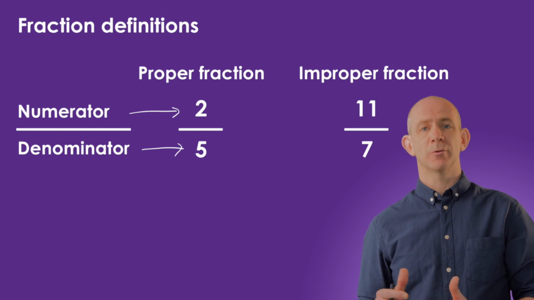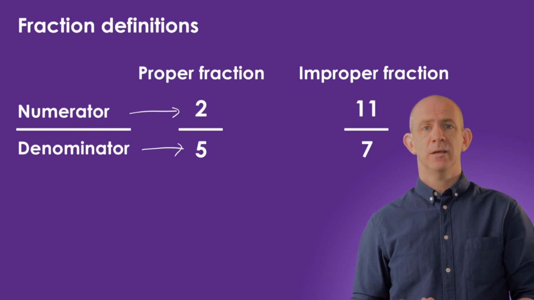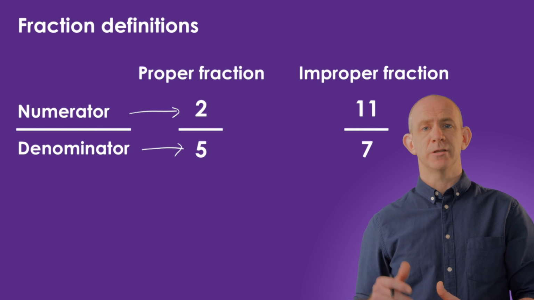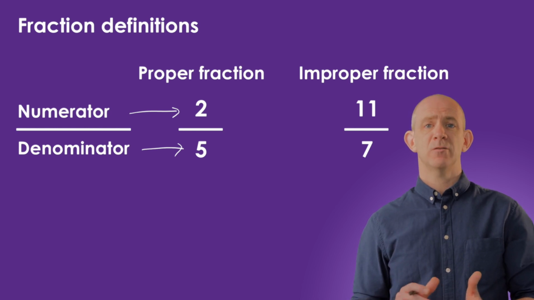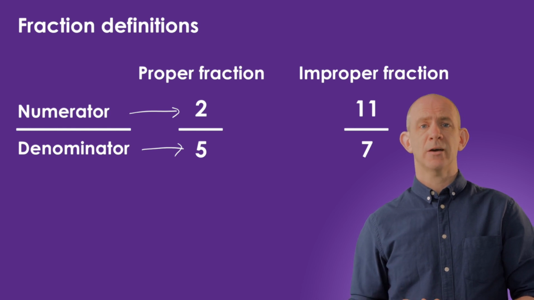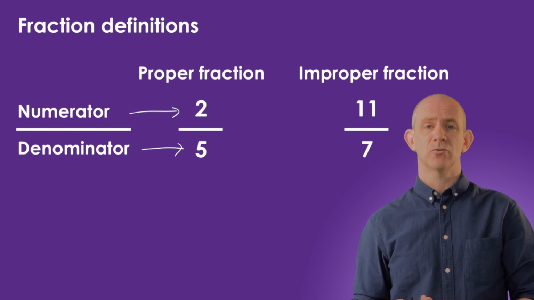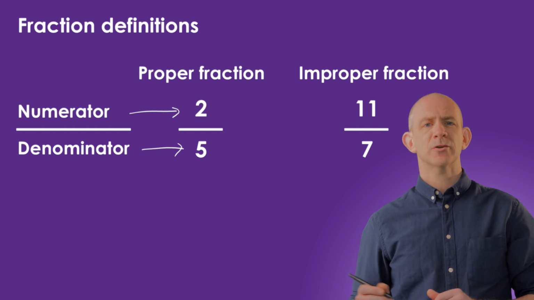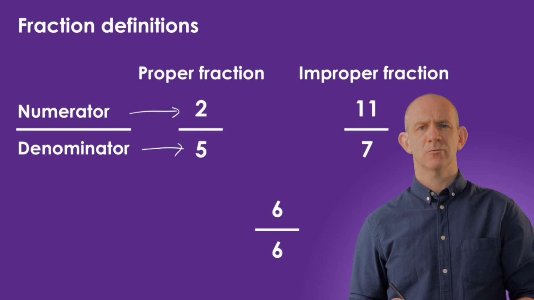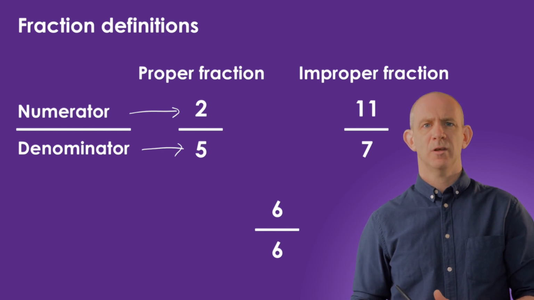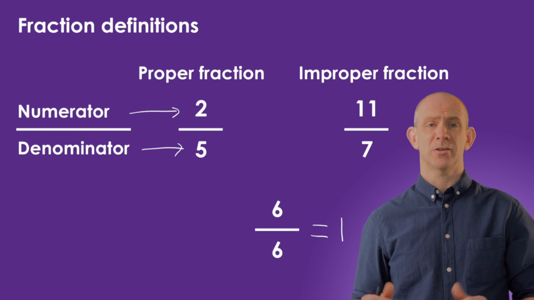Here's what is called an improper fraction, 11/7. As the numerator is greater than the denominator, it means that the value of this fraction is greater than 1. We'll be looking at how to convert this from an improper fraction into a mixed number later on in this video. If we have a fraction like this one, 6/6, where the top is equal to the bottom, then the value of the fraction is exactly 1 and can be converted as such.